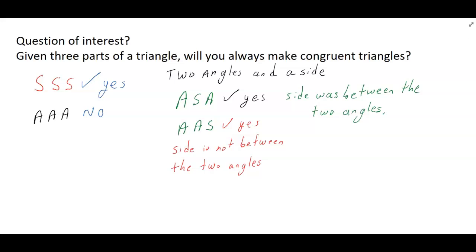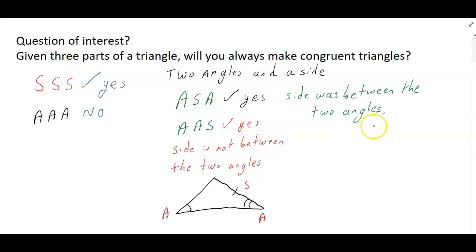And I'm going to draw an example of angle, side, angle, and angle, angle, side, since that tends to be the confusing part for some students. So we have one angle, we have a second angle, and then we have a side. So this is the picture for angle, angle, side.